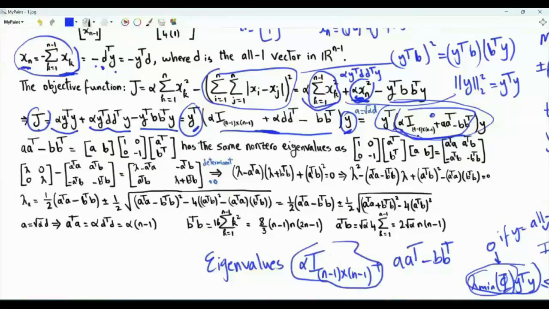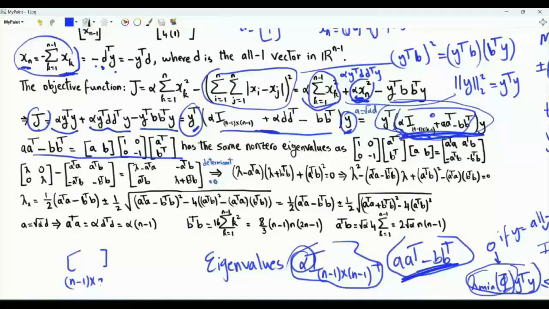Because we have this alpha times identity, we know that the eigenvalues of the matrix here are simply the eigenvalues of A transpose minus B transpose plus this alpha. Our concern now is to obtain the eigenvalues of A transpose minus B transpose, which can be written in this way. I have a matrix of size n minus 1 by 2. Its first column is A and its second column is B.